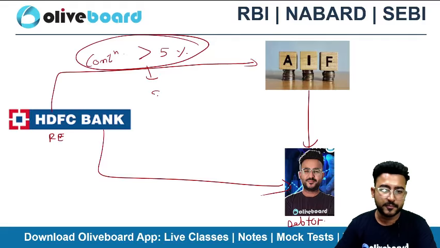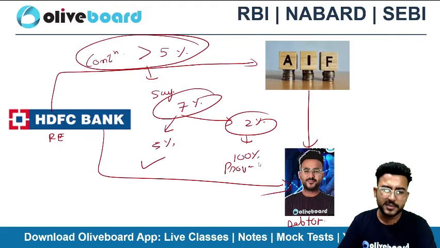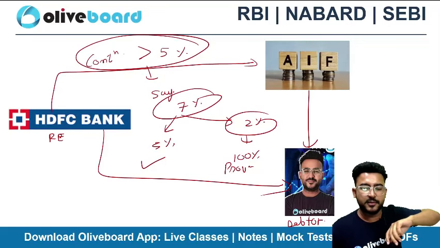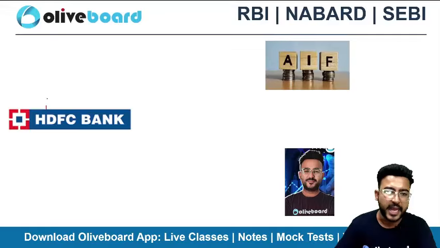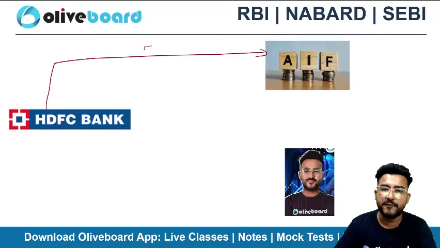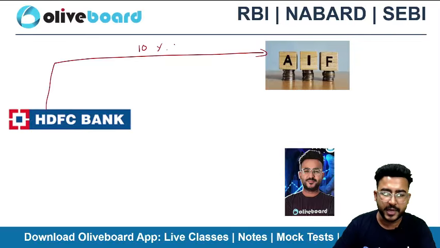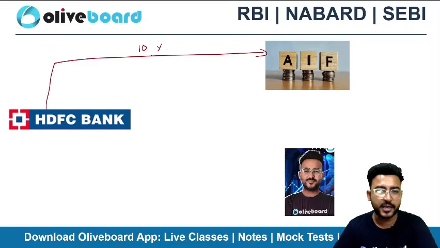Let's suppose the contribution is 7%. Up to 5% it is fine. For the remaining 2%, you need to make 100% of the provision. So it's so confusing. Earlier you told us 10%, 20%, now you are telling us more than 5%. What is this? Let me just summarize. Any RE, if you are contributing, 10% is the limit. On individual basis. Let me just write it, individual basis.